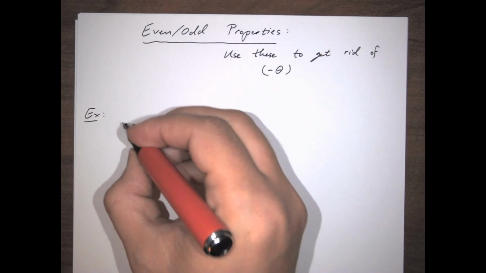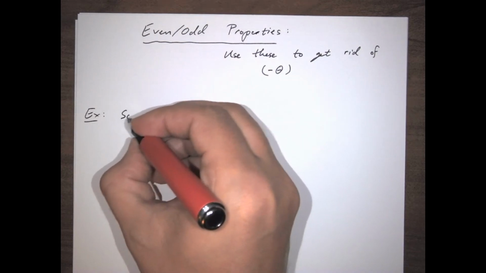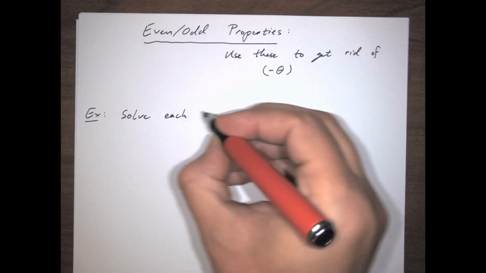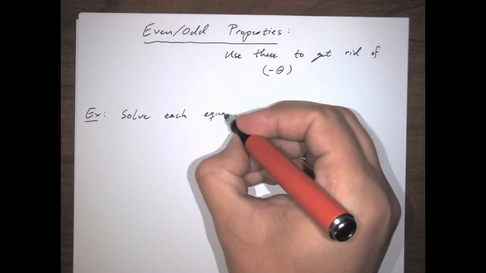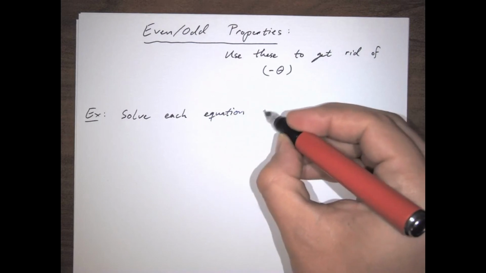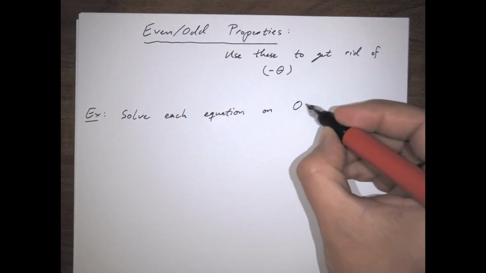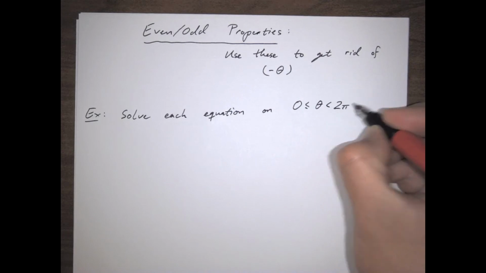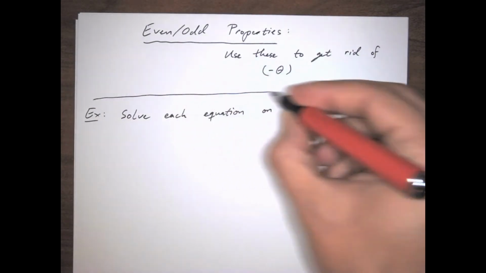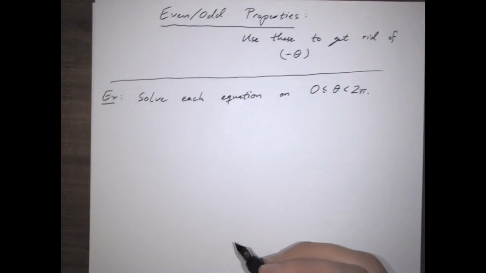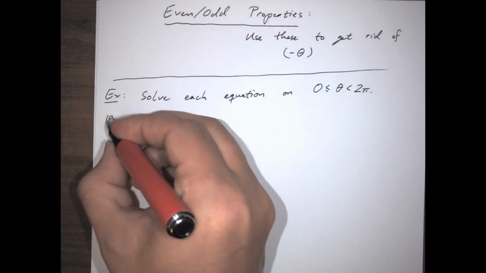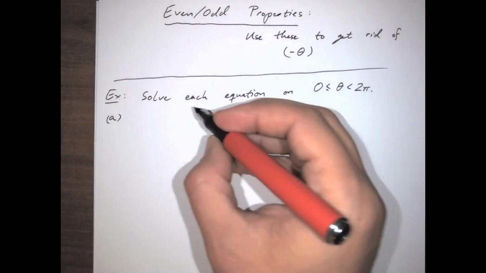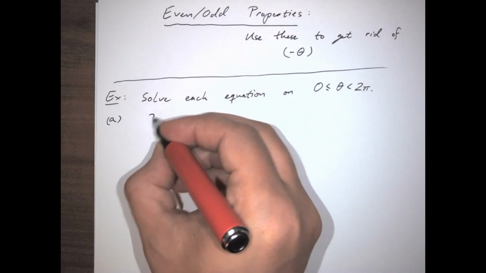And for this, we are just going to be solving these equations. Solve each equation on the interval 0 is less than or equal to theta is less than 2 pi. All right, so when we need to bring out some of these helpful facts, they will be very useful. Sometimes, though, we might be able to get by with just a little algebra.